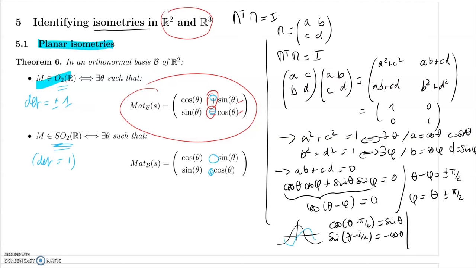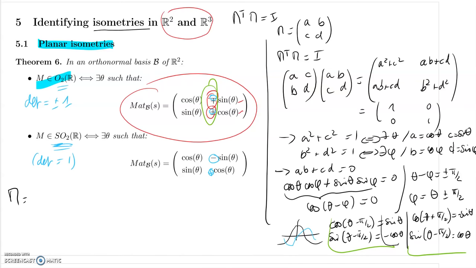And if I take the cosine of theta plus pi over 2, I'm adding pi, so it gives me the opposite, that's going to be minus sine of theta, and similarly the sine of theta plus pi over 2 is going to be the cosine of theta. So the two choices that you see here correspond to one or the other choice, right? So maybe we can rewrite this more clearly. If we take phi as theta minus pi over 2, let's take this first choice.